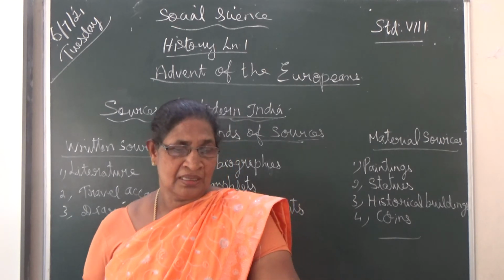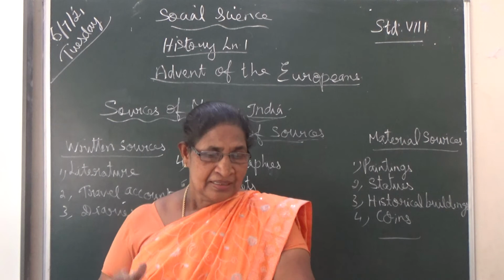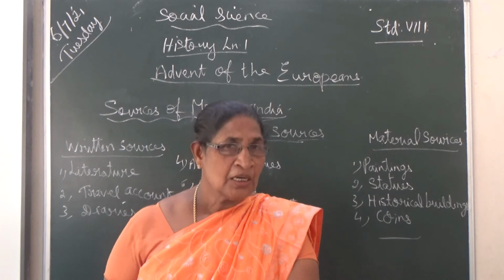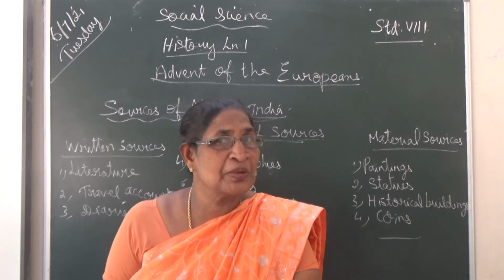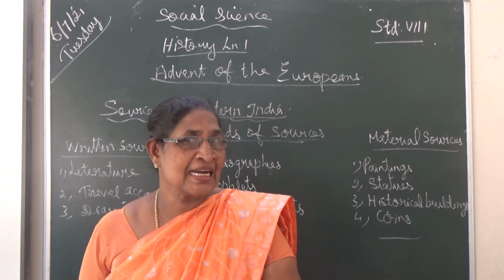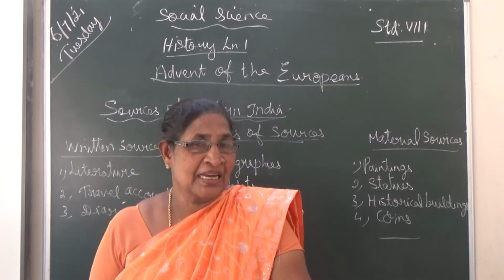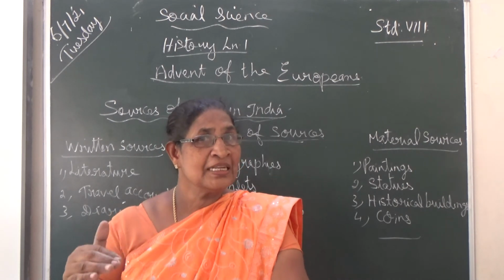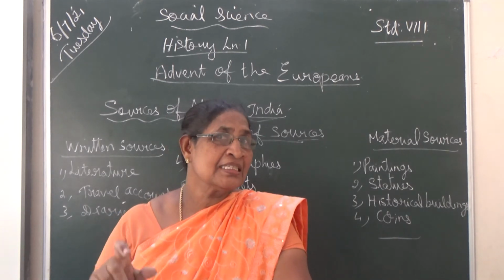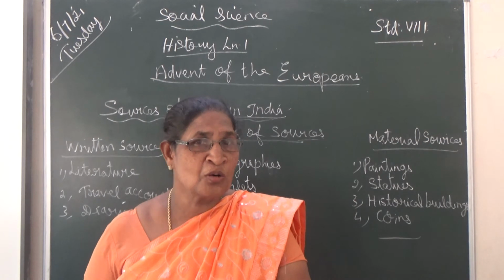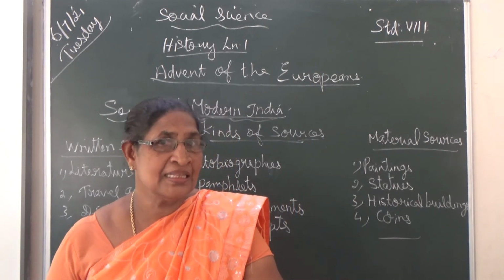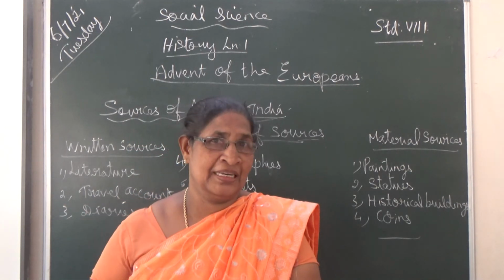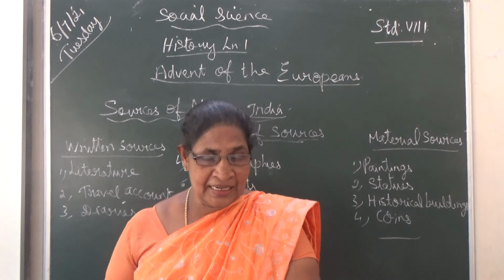Then Ananda Rangam. He was a Dubash, D-U-B-A-S-H. Dubash means translator. Who was a translator? Ananda Rangam. Ananda Rangam was a translator, or Dubash, to the French East India Company. He assisted the French trade in India. He was a French helper and helped the French East India Company in India.